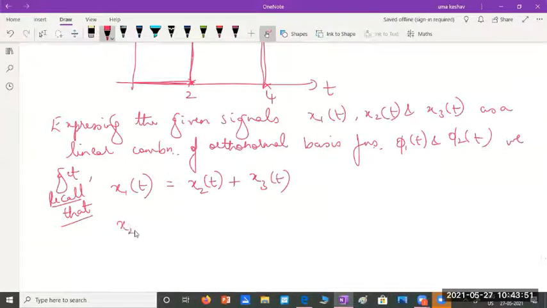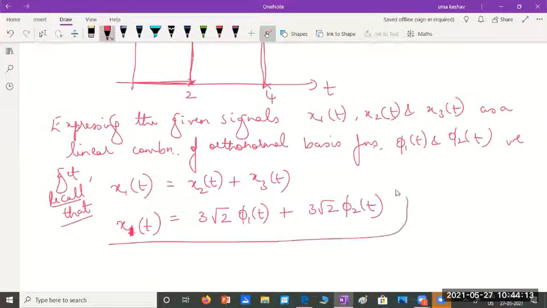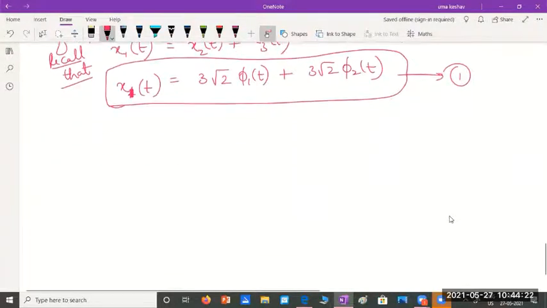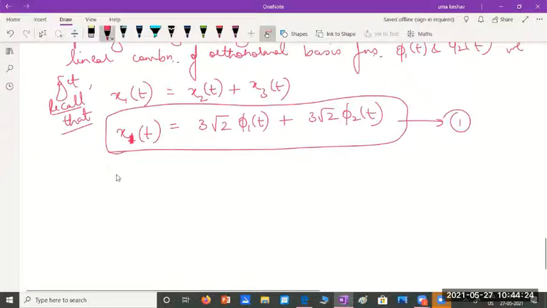I want to write x1 of t in terms of its orthonormal basis functions phi 1 and phi 2. So x2 is 3 root 2 phi 1 of t and x3 is 3 root 2 phi 2 of t. Therefore, x1 of t is given as 3 root 2 phi 1 of t plus 3 root 2 phi 2 of t. Is that clear? x1 is x2 plus x3.